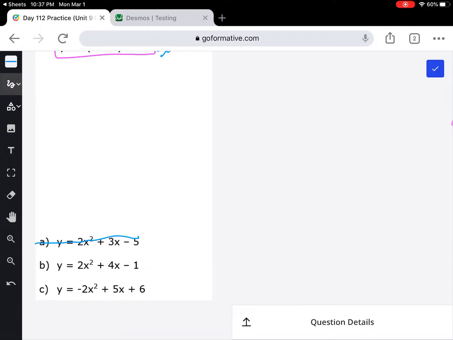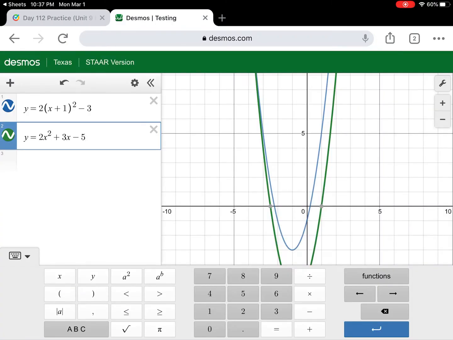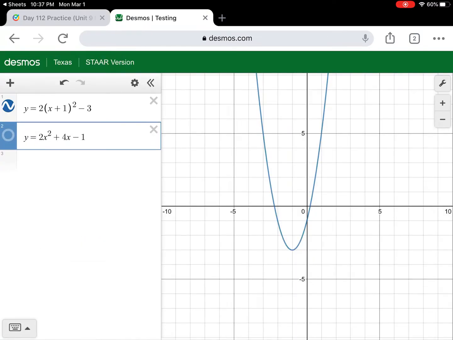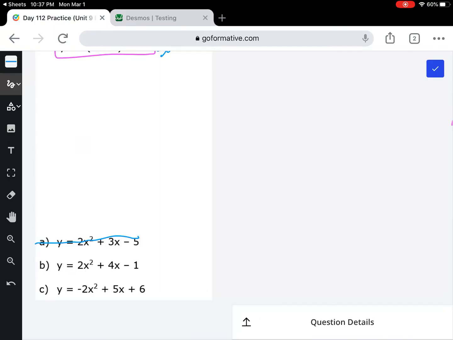Now we're going to try B. y equals 2x squared plus 4x minus 1. So y equals 2x squared plus 4x minus 1. Here we go. There's the blue graph. Here's the green graph. Do they match? Absolutely. So these are equivalent. So the correct answer is B. Very easy. Not too bad at all.